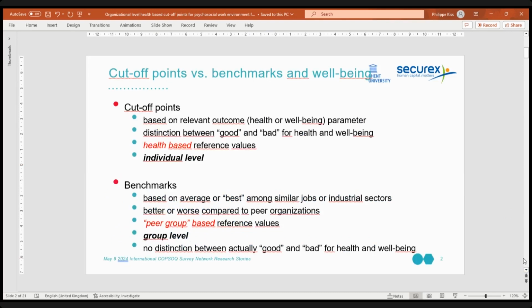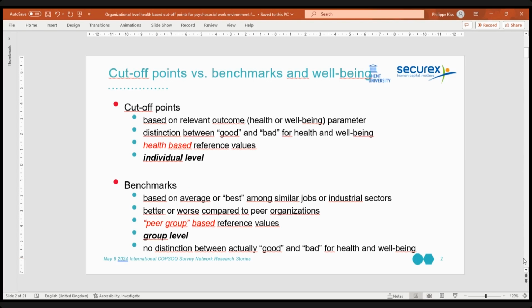Cutoff points are determined on the basis of a relevant health outcome, and enable us to make a distinction between good or bad for health or well-being. So actually they are health-based reference values. The disadvantage is they are on individual level. We decide on those cutoff points if a certain individual is sick or not sick.